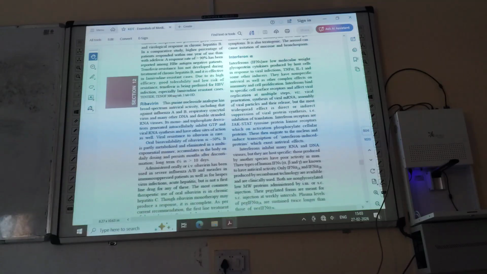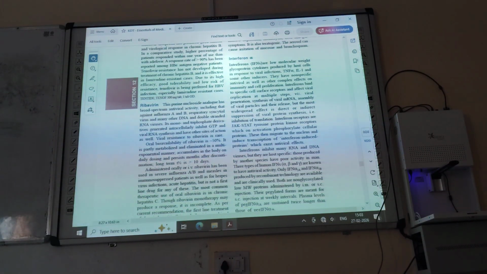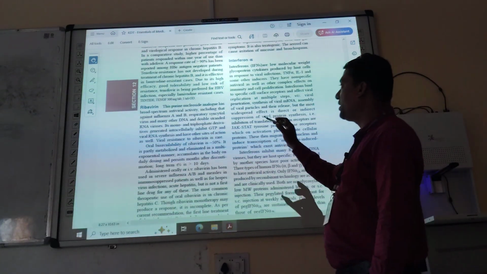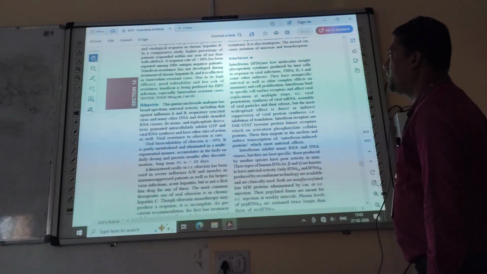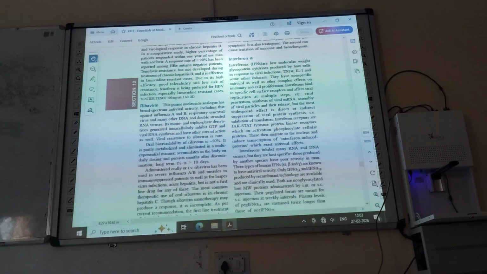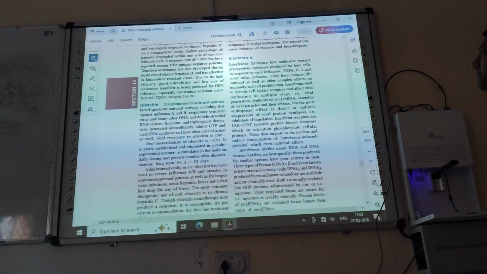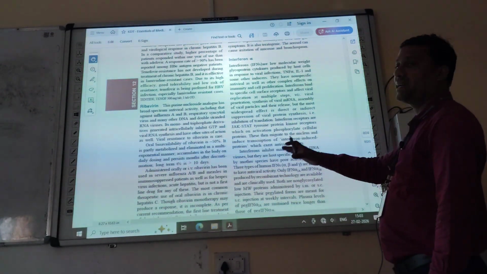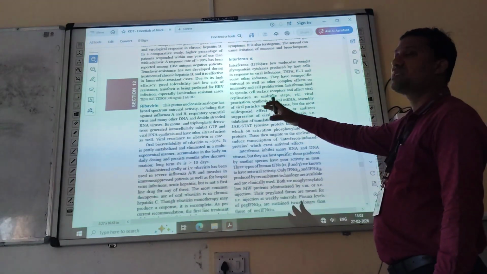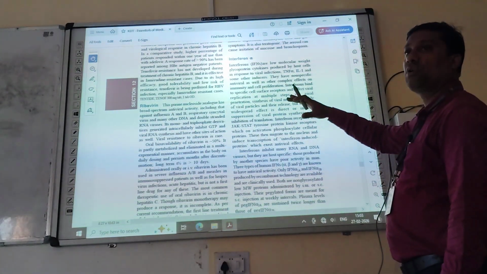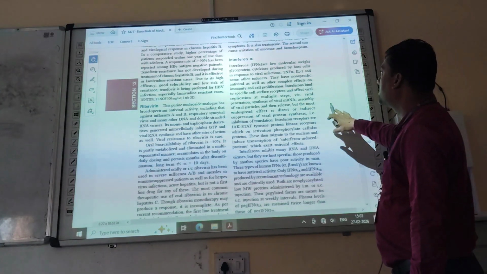It has a broad spectrum antiviral activity, including that against influenza A and B, respiratory syncytial virus and other DNA and double-stranded RNA viruses. These are effective against both DNA and RNA viruses.